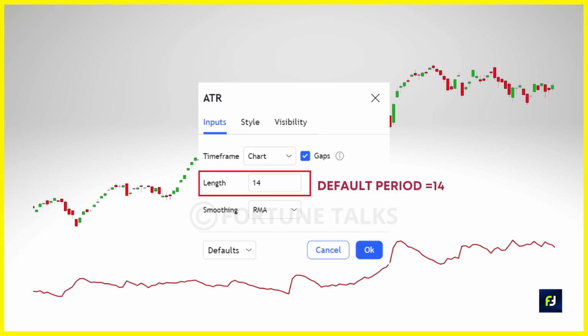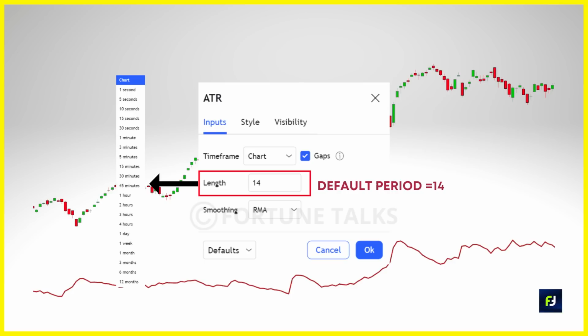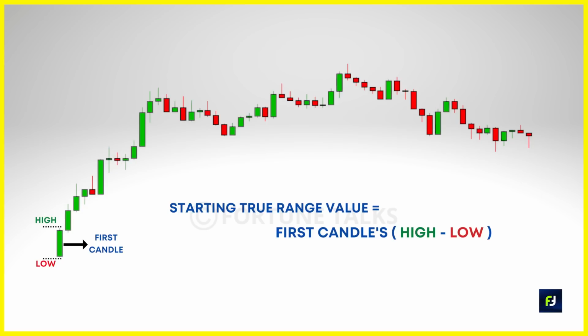Now, typically, the average true range is based on 14 periods and can be calculated on an intraday, daily, weekly or monthly basis. But by default, most charting platforms use a 14-period ATR. For this example, the ATR will be based on daily time frames. Let us take a look at the general method for finding ATR first. Since there must be a starting value, the first true range value is simply the high minus the low of the first candle under consideration.